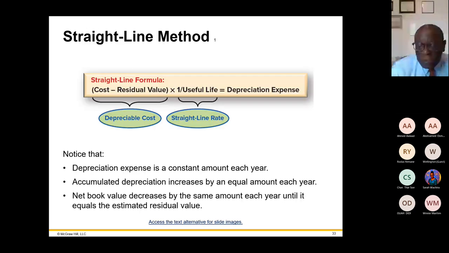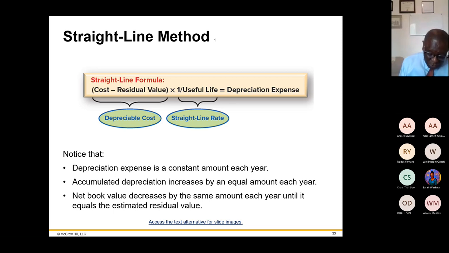Let's look at the straight line. The formula is very straight. Cost minus the residual value, we have talked about residual value, then divided by the useful life. Or you can see it's multiplied by one over the useful life. The best way to do it, you just say cost less salvage value. As soon as you get the cost less the salvage value, you divide by the useful life of the machine, say 5 years, then you should be able to know what the straight line depreciation expense should be. And that would be the depreciation expense for each year for the useful life of the machine.